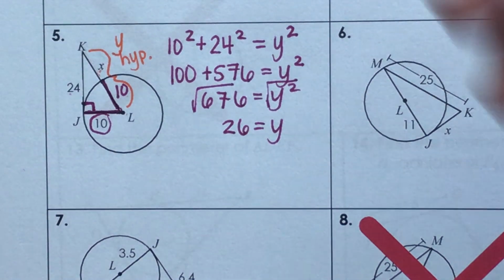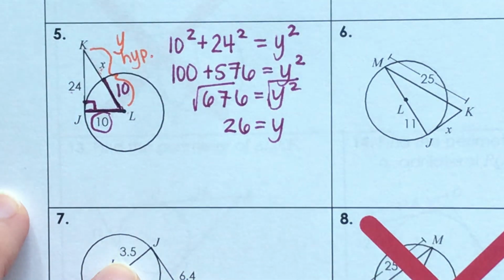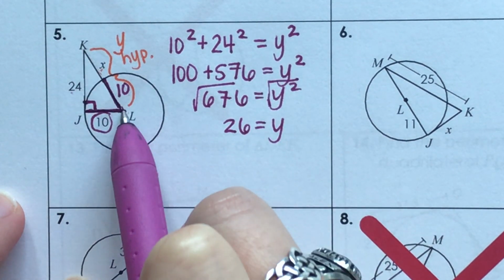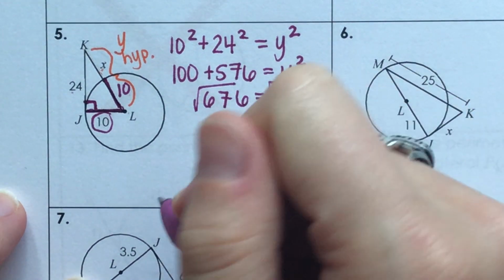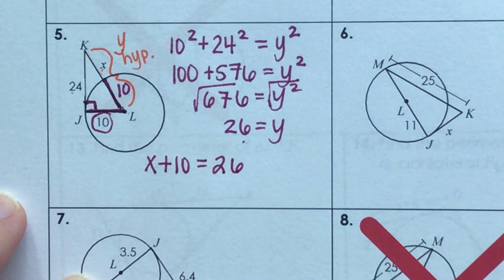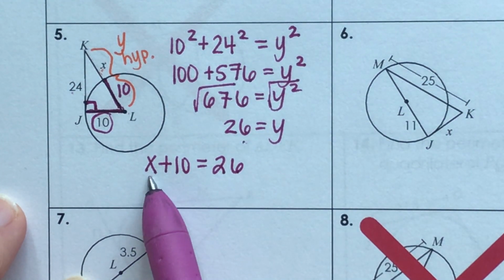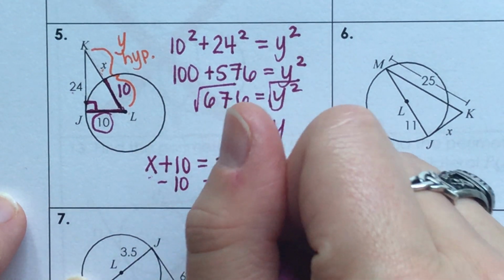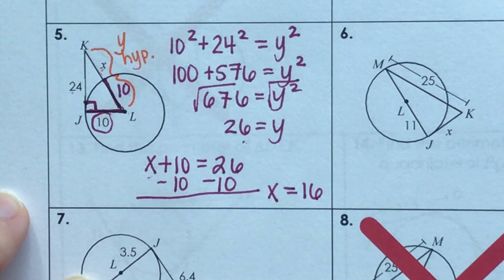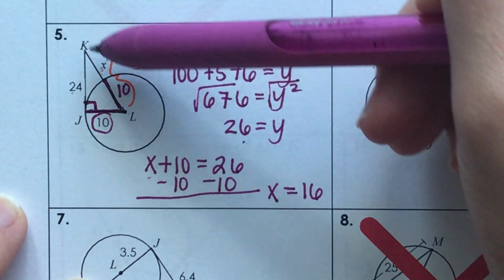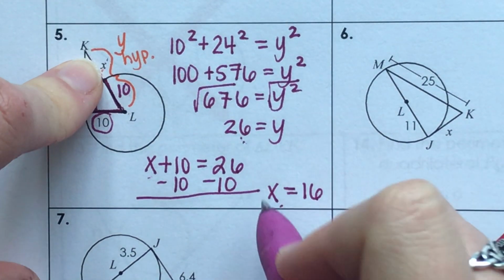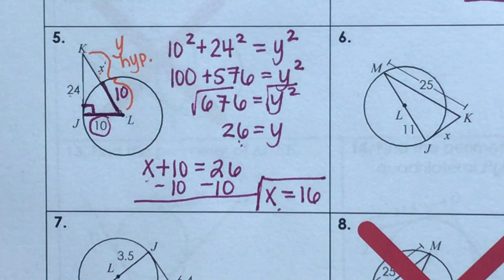So 26 is this entire hypotenuse, right? Now, I know that this piece x plus the 10 should give me 26. So if I add x and 10 together, I should get 26. So to figure out what x is by itself, I'm just going to subtract 10 from 26. And I end up getting that x is equal to 16. So 16 plus 10 gives me the whole side length of 26, which is what I solved for. And now I figured out just this small piece x right here. And I'm done.